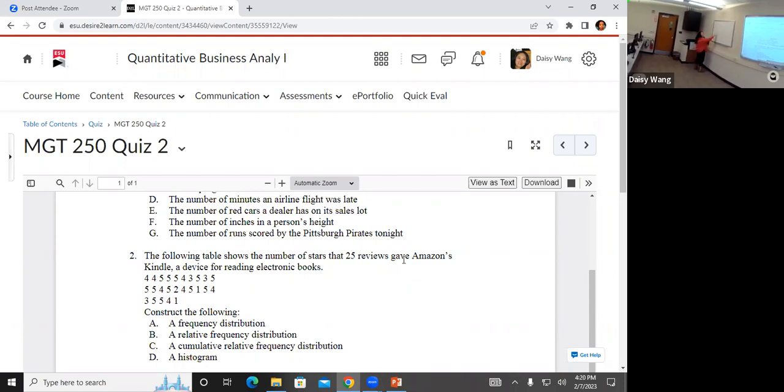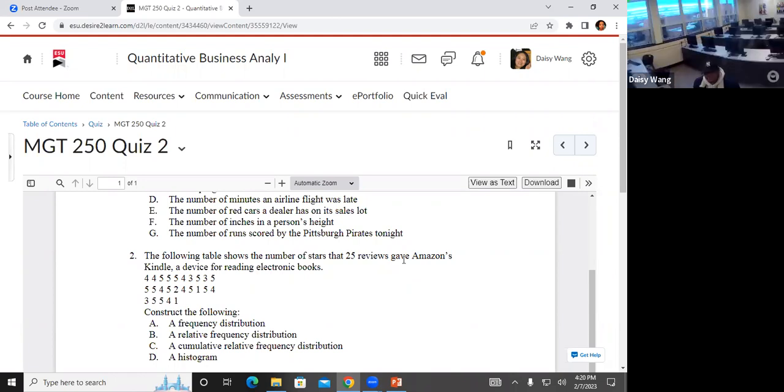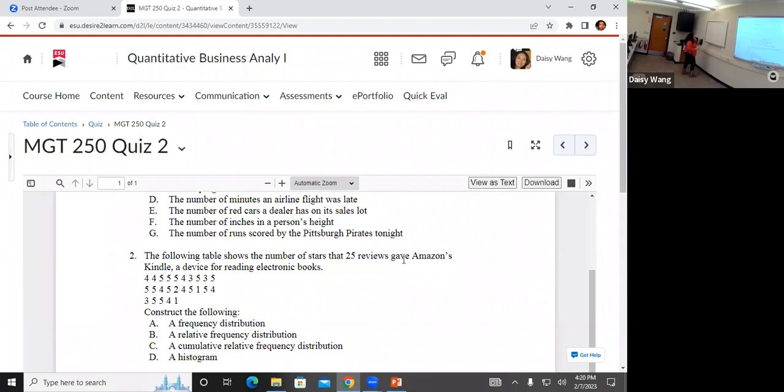Okay, and then 12 divided by 25, what is it? Let me think. 0.48, right? And then 0.28, 0.12, 0.04, 0.08. That's the relative frequency distribution.